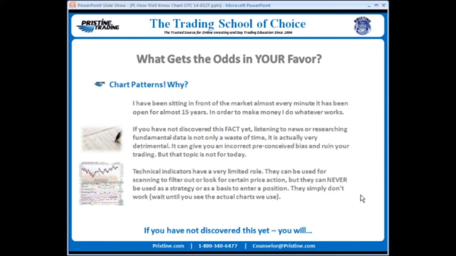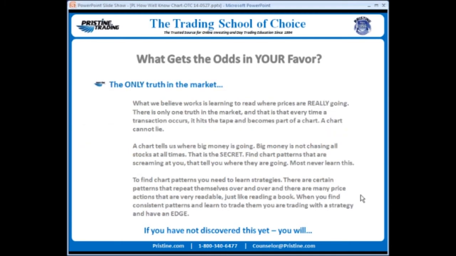If you've not discovered this, you will. There's only one truth in the market. What we believe works is learning to read where prices are really going. I know that sounds so simple, but it is. There's only one truth in the market, and that is that every time a transaction occurs, it hits the tape and becomes part of a chart. A chart cannot lie. A chart tells us where big money is going.